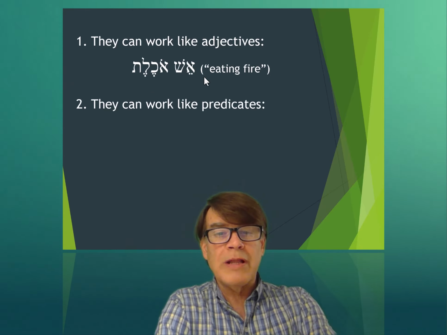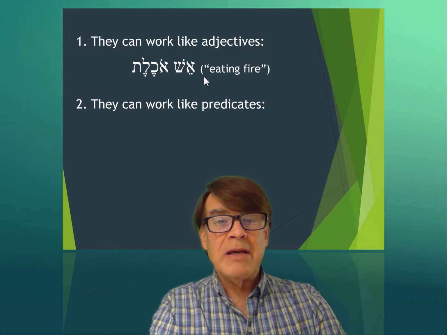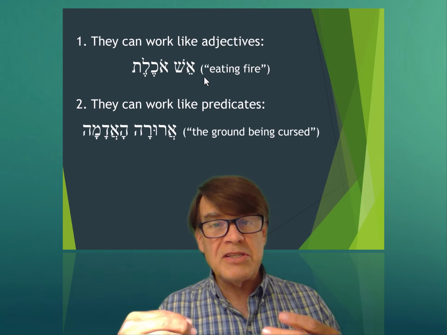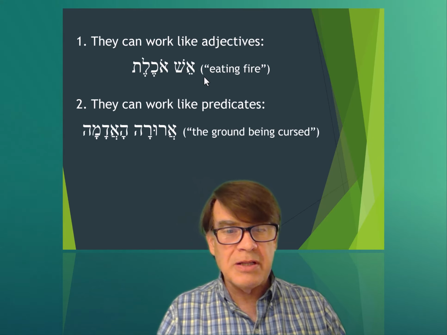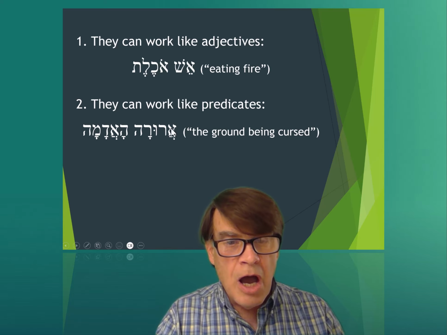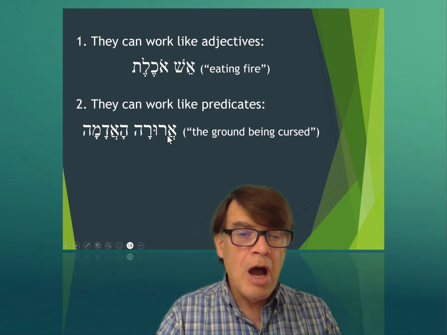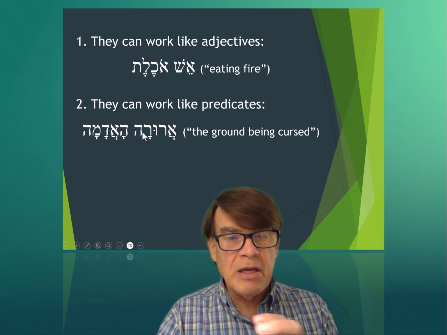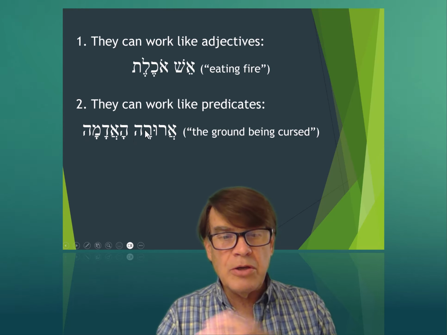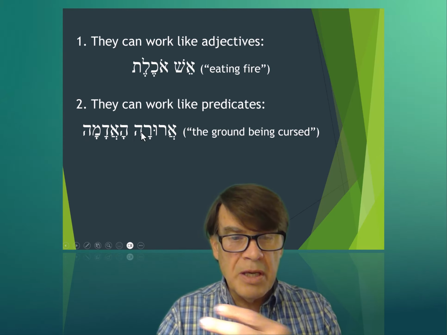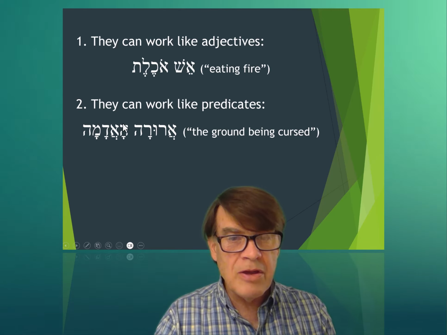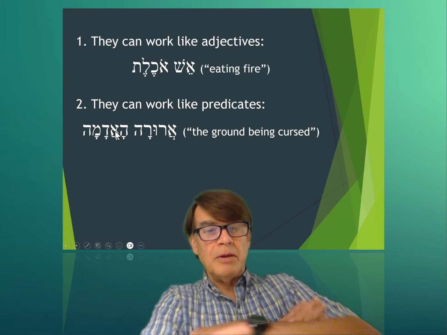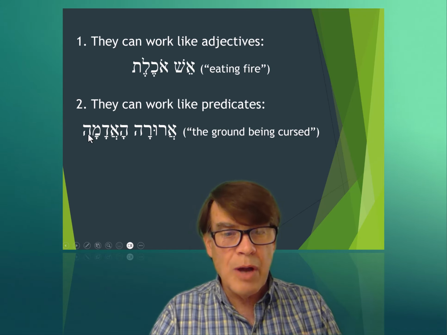Now they can also work like predicates. This is where they might kind of be used for the present tense, for example. And you might stick an is or an are or something like that. So here is arurah ha'adamah. It's the being cursed the ground. Being cursed the ground. And that hey there is the. And it has compensatory lengthening because the Aleph says, I don't do doubling. But ha'adamah is the ground.